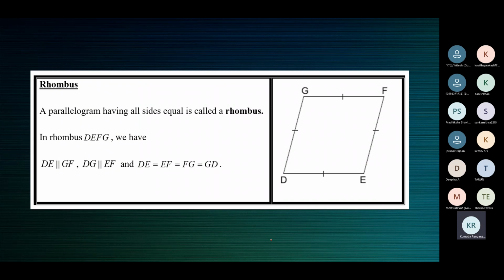So a parallelogram having all sides equal is called a rhombus. If something is a rhombus, then that is a parallelogram. If you call a figure a rhombus, that means it is a parallelogram. It has all the properties of a parallelogram and one special property. That is why it is not just called a parallelogram, it's called a rhombus.